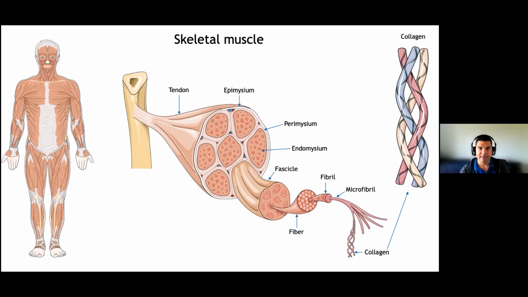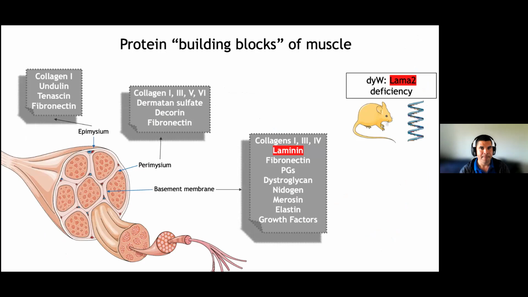including the perimysium and the endomysium. And eventually we can work all the way down to the raw building blocks of muscle, which is collagen. And I will show you more details of that here. So in our group, we're looking a lot at what I like to call the protein building blocks of muscle.